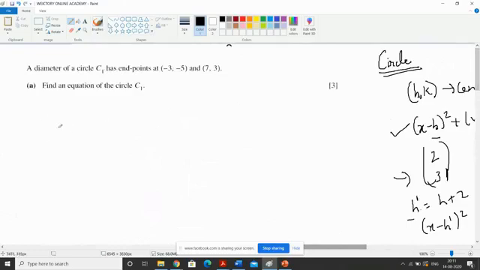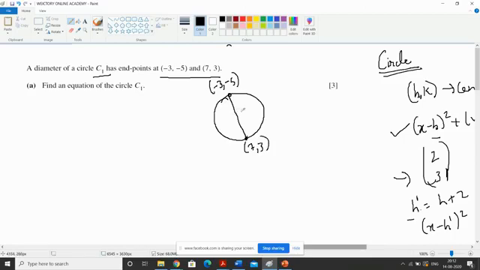This is question number one. A diameter of circle C1 has endpoints minus 3, comma, minus 5 and 7, comma 3. Find the equation of circle. So to find out the equation of circle, we need the center and the radius. So in this question it says these are the coordinates of the diameter. It means minus 3, comma, minus 5 and 7, comma 3.